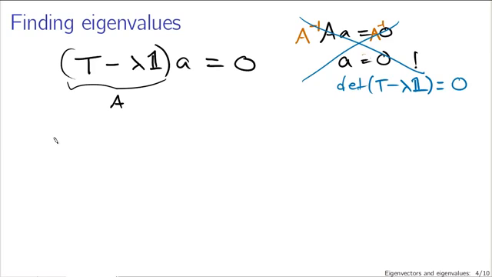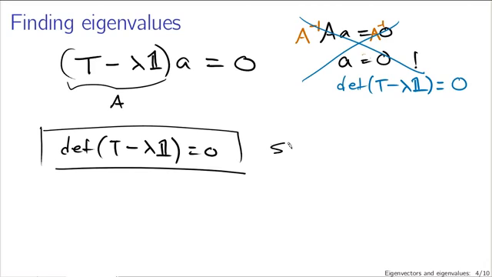That's what we're interested in. The determinant of the matrix T minus lambda times the identity equals 0. This is an equation that we can solve for lambda. And if we solve it for lambda, we'll find the eigenvalues. We won't find just one solution to this equation. We'll find many solutions.